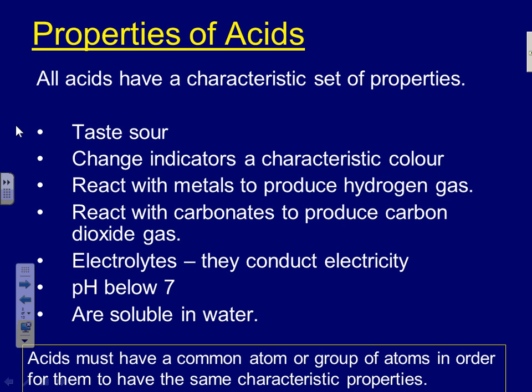Here I've got some various types of indicators. I brought two indicators to this class, but I didn't get to using this one. This one's called phenolphthalein. Phenolphthalein we're going to be using in these experiments coming up. Phenolphthalein is colorless. It actually doesn't have a color in an acid.